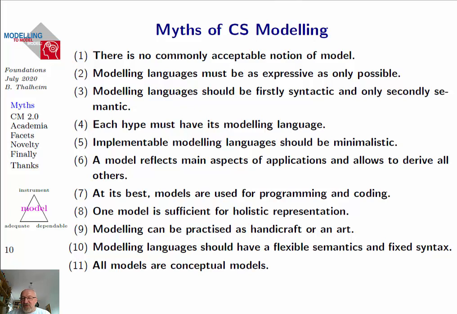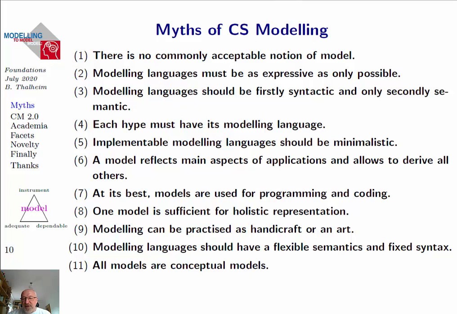Modeling languages should be first syntactic and only secondly semantic. That is the claim made by computer science people that have been maybe very successful with using this kind of paradigm, but in reality, and in natural languages especially, we don't have this kind of separation of concern in the syntactic and semantic matters. Yeah, we have a lot of hypes in computer science, and each hype must have its modeling language and forget about anything else that has been done before. Okay, the hype will vanish.